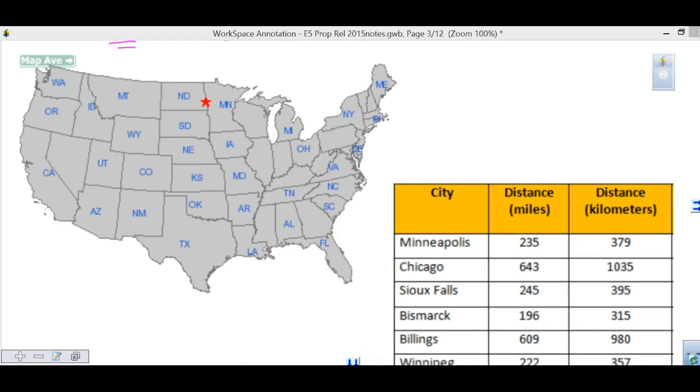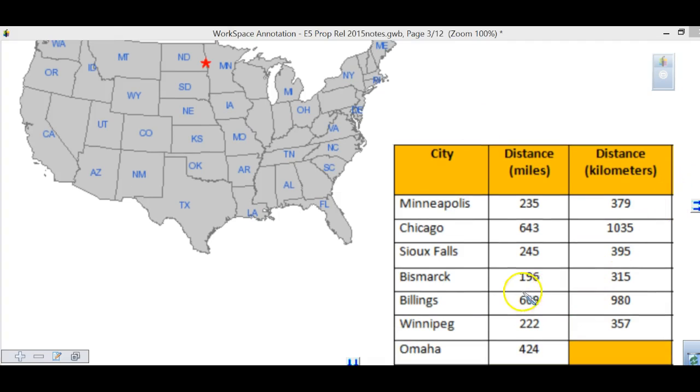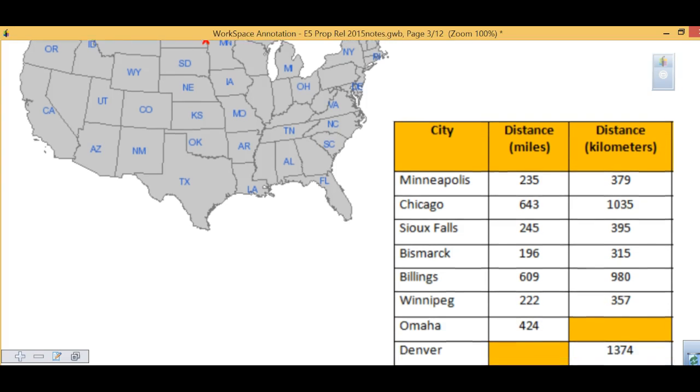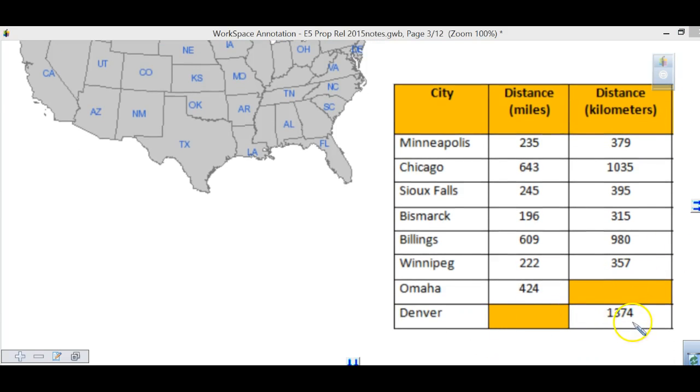So what we are going to take a look at are these different cities. We notice that if we're going from Fargo to Minneapolis, it's 230 miles, 379 kilometers. Chicago, we see the distance in miles and kilometers. Sioux Falls, Bismarck, Billings, Winnipeg. When we get down to Omaha, we only see the distance listed in miles and not kilometers. And in Denver, we see kilometers and not miles. And so this is what we are going to be trying to fill in.